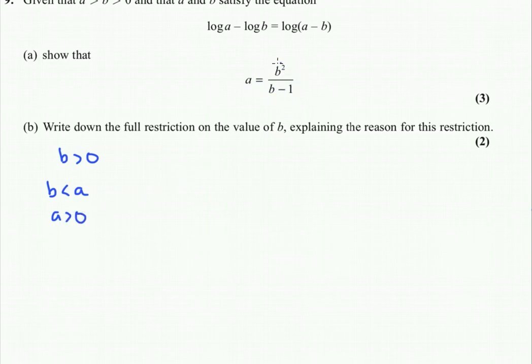But a is now equal to this, so this also means that b squared over b minus 1 needs to be greater than 0. And similar to that question we had earlier on where we had a 10 on the top, this will only ever be bigger than 0 if the bottom is bigger than 0, because the top is always going to be greater than 0. So b squared over b minus 1 will be greater than 0 when b minus 1 is greater than 0, which means b needs to be greater than 1.